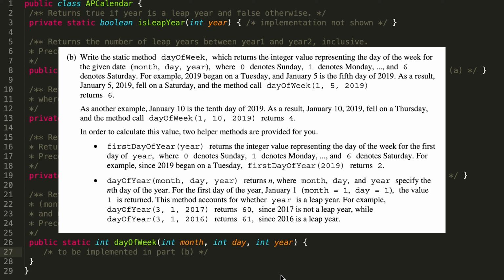And we're given these two helper methods. First day of the year, which returns an integer value ranging from 0 to 6 that represents the day of the week. So 0 is a Sunday, and then 6 is a Saturday, and everything in between is those days. And then we also have day of the year that you pass in a month, a day, and a year. It'll tell you what the nth day of that year given those parameters is. So it gives you some examples here.